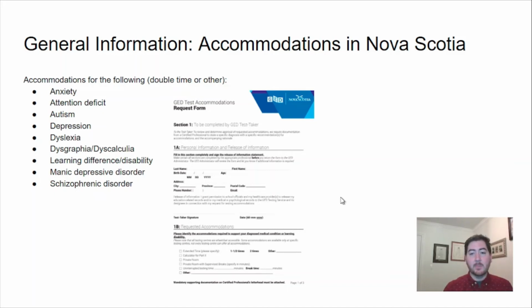Now, this is for the province of Nova Scotia. I'm assuming that other provinces have something similar in place. I just don't know because I only teach it in Nova Scotia. Once this is done, then you can get double time for your test, which, let me tell you, takes a lot of anxiety away.